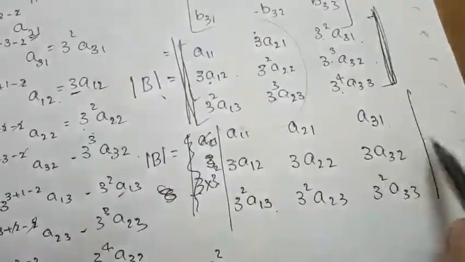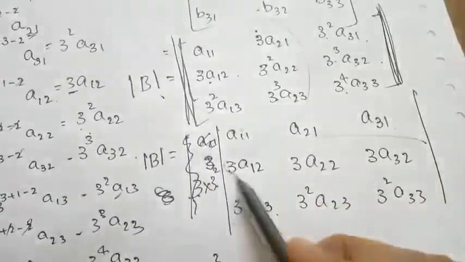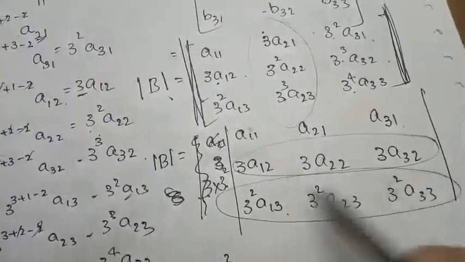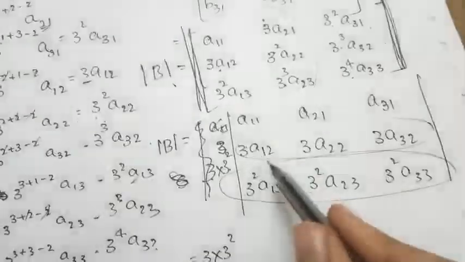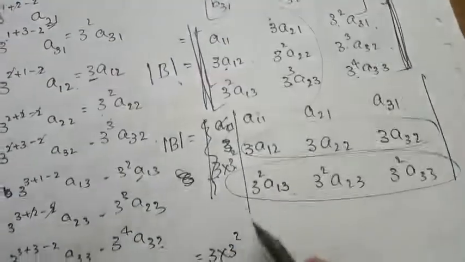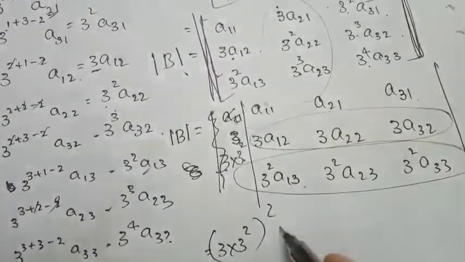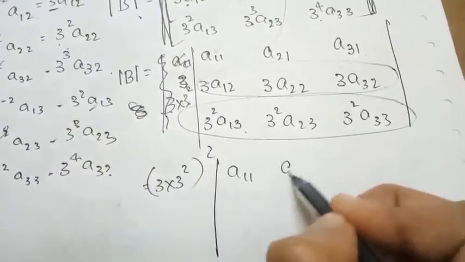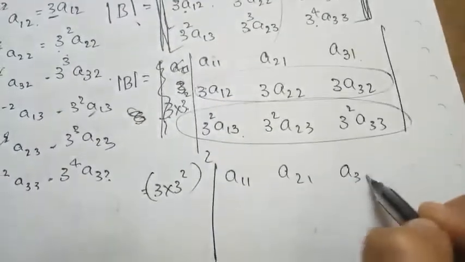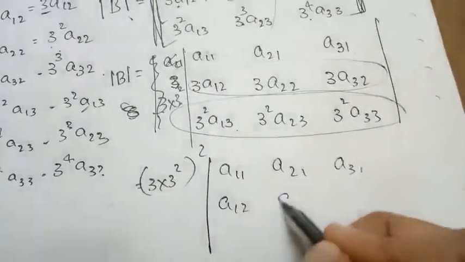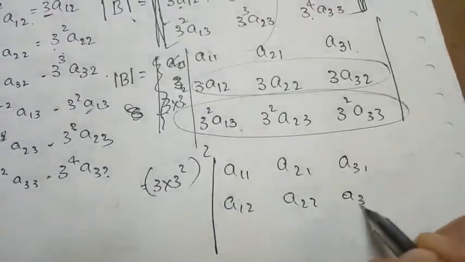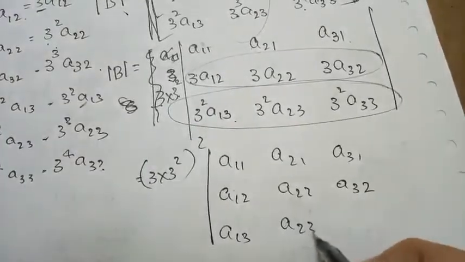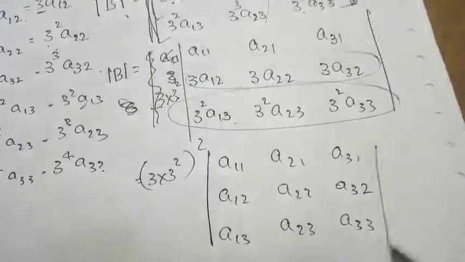Now here again in this determinant, in the second row we have 3 common, and in the third row we have 3 square common. So again I am taking 3 and 3 square common, that is nothing but the square. So what are we going to get here? A11, A21, A31, A12, A22, A32, and A13, A23, A33.